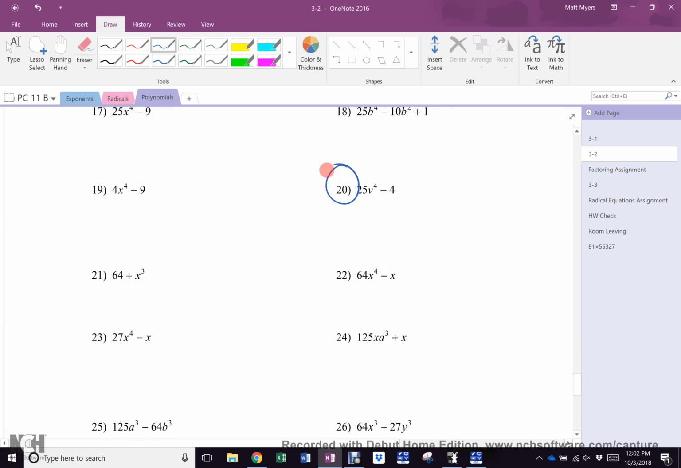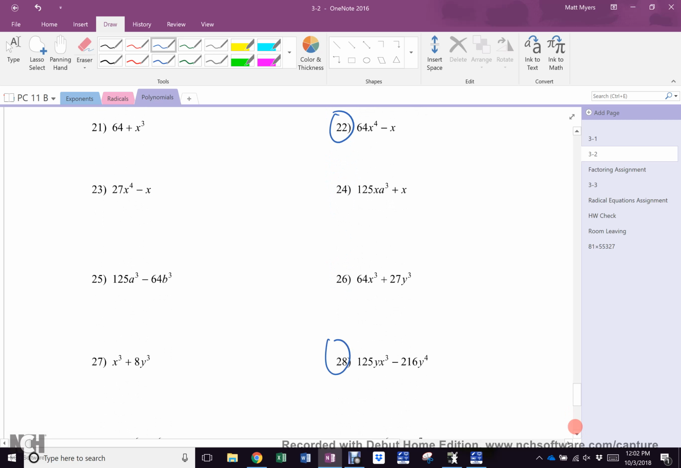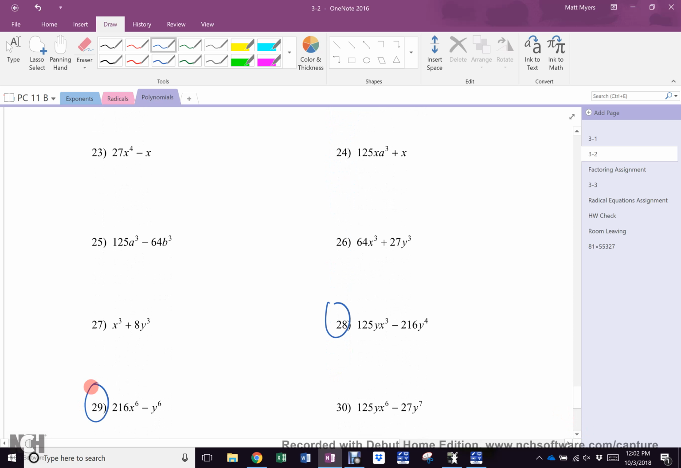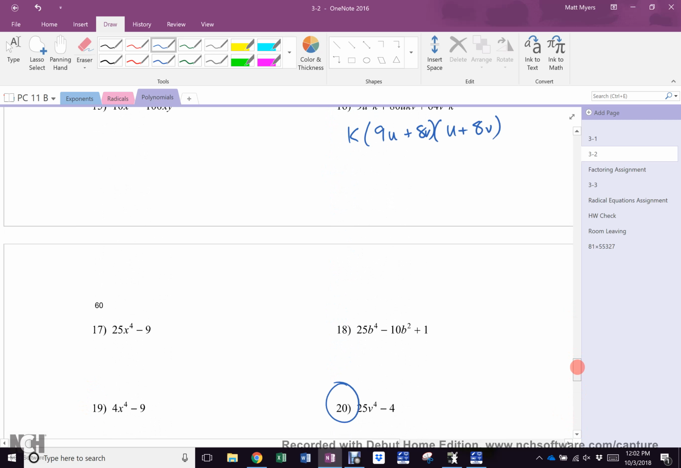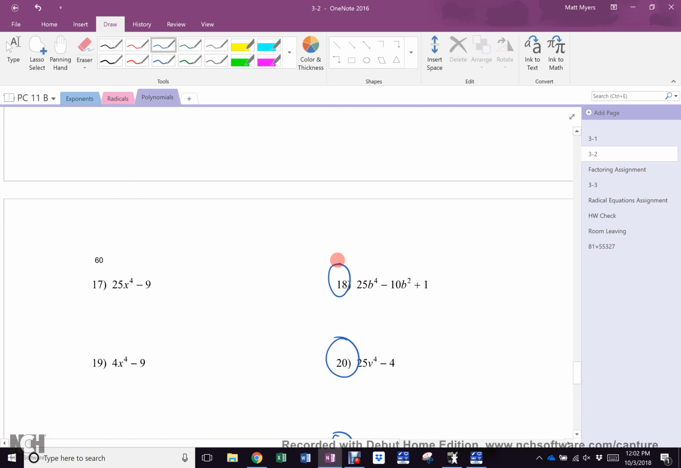20. I got a 20. I got a 22. I got a 28. And I got a 29. Anybody else? I'll do 2 more. I'm in a good mood. 30. 18. Okay, that's it. It's where the math train stops.